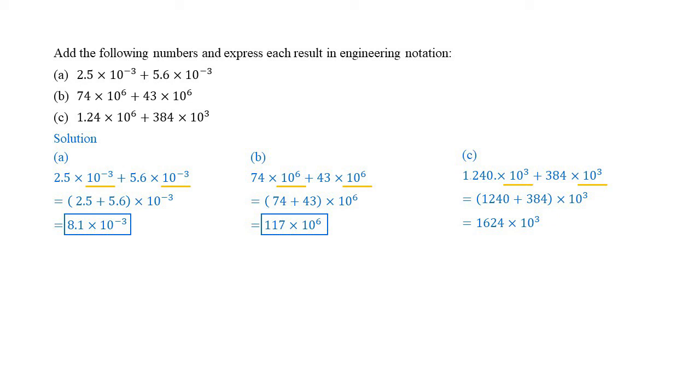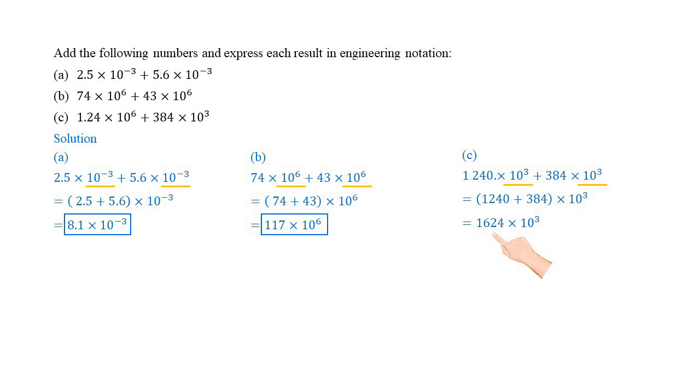Now let's do a check. Make sure this number is in engineering notation. The first portion is 1624. It is greater than 1,000, right? It's outside the range. It's supposed to be between 1 and 1,000, but this number is greater than that. It's outside the range. Therefore, it's not in engineering notation.